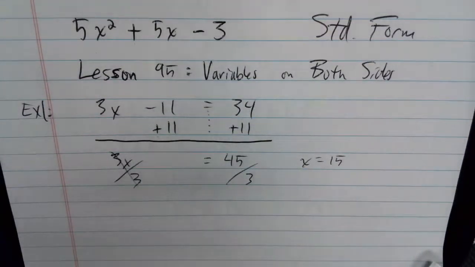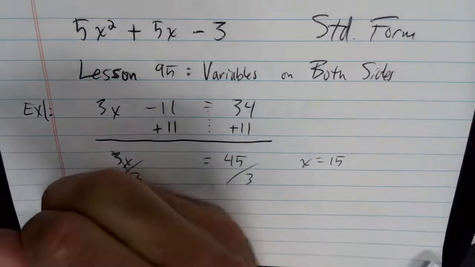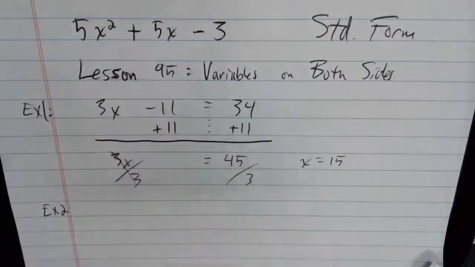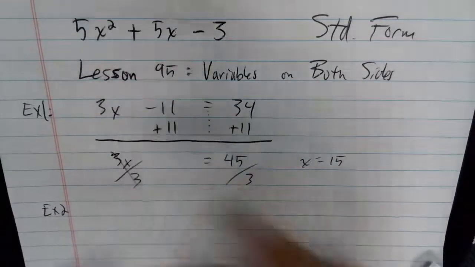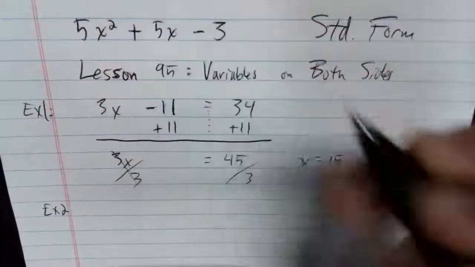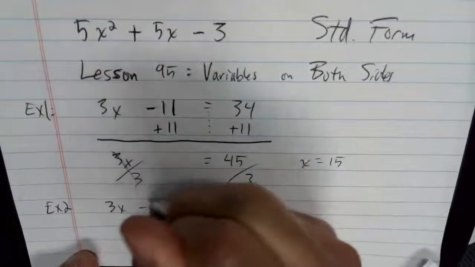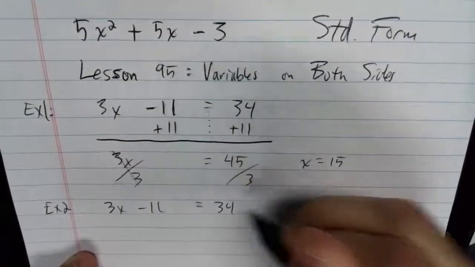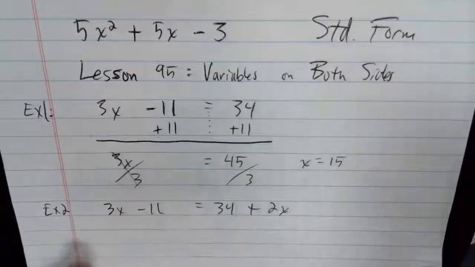These are easy for me. These aren't too bad? Okay, so let's just change it a little bit. Just a little bit. I hope that these are getting even easier every day. But now 3x minus 11 equals 34 plus 2x.